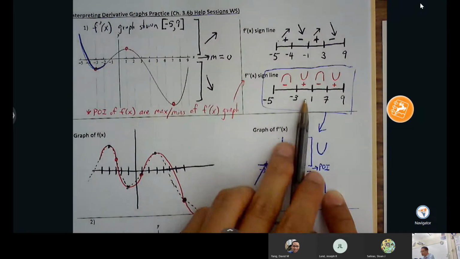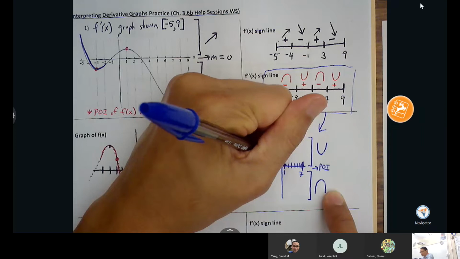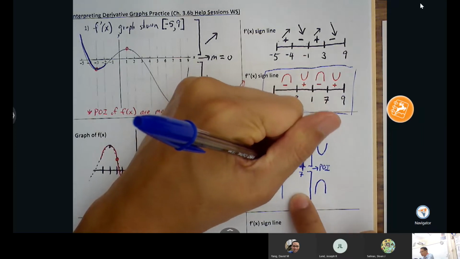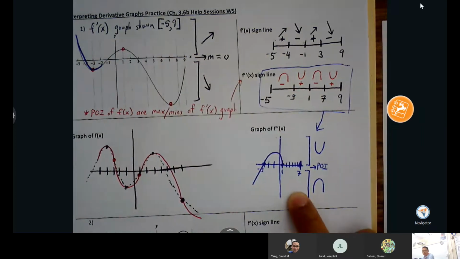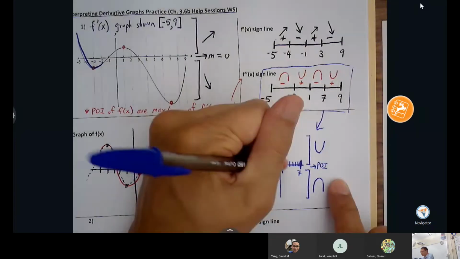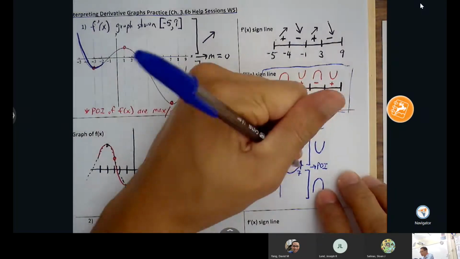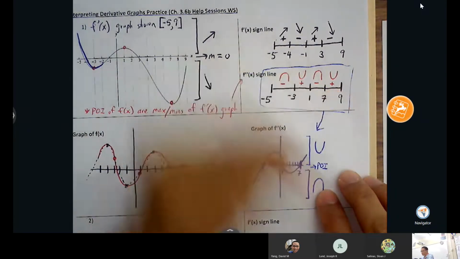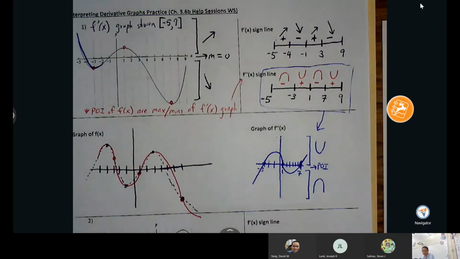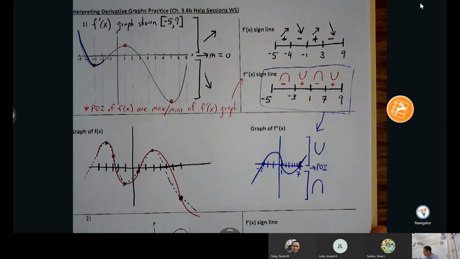Between -3 and 1, we want the location to be above the x-axis. But we have to come back down, right? It has to come back down to our critical point. And then from 1 to 7, below the x-axis. And then between 7 and 9, above again. All right, any questions with 1?